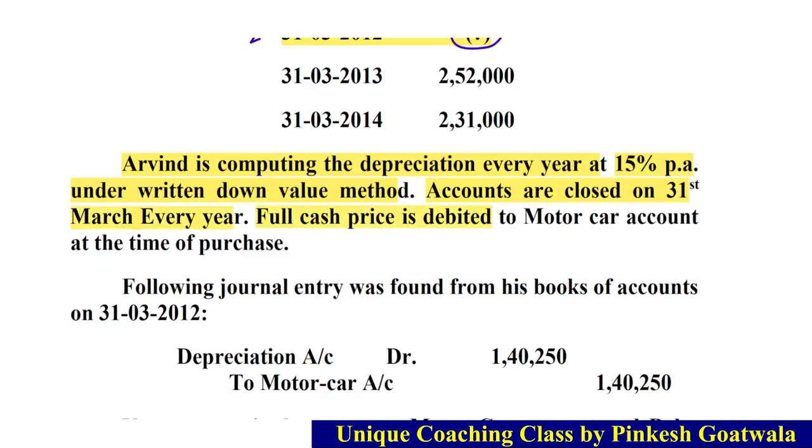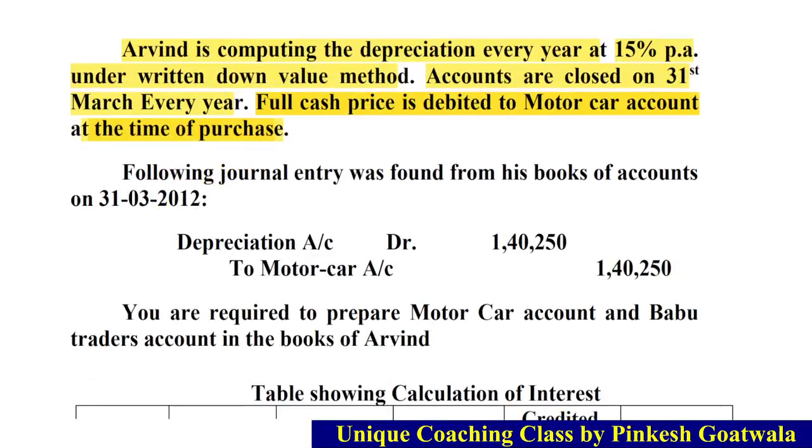Full cash price is debited to motor car account at the time of purchase. Okay, we notice there is no twist point; they just give it to confuse. Full cash price is debited to motor car account at the time of purchase. When we purchase, what journal do we make? Motor car to that seller's name. Which amount do we write? We write the cash price amount. So it is just given to create confusion.